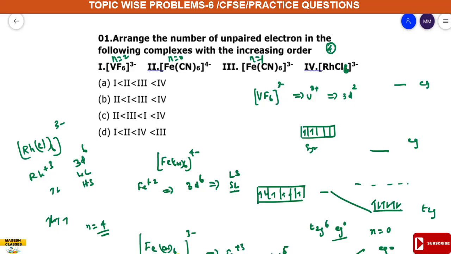So among the 4 complexes, the fourth one has the maximum number of unpaired electrons. So D is not your option. And n is equal to 0, the second one has the least number of unpaired electrons. So A is not your answer. And the second is followed by 0, and it is 3. 2 and 3. Your answer is C.